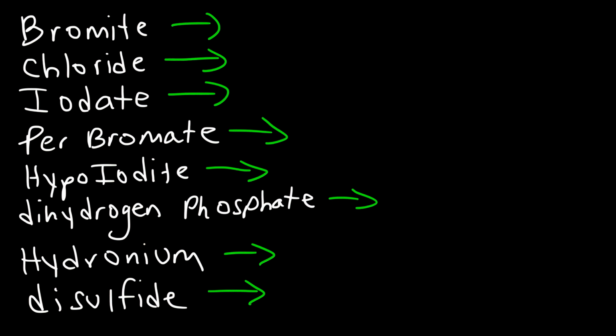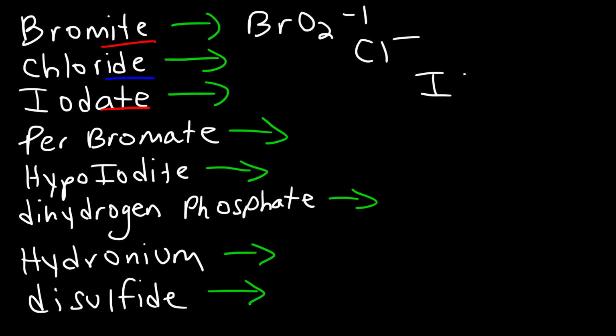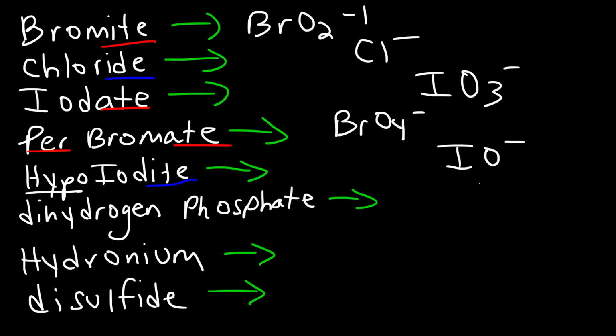Now let's start with bromite. If it simply has the ite ending and it's a halogen, it's going to have two oxygens. So this is BrO2 with a -1 charge. Chloride has the ide ending, so it's a monoatomic ion. It's simply Cl-. Iodate, without the per, is going to have three oxygens. So this is IO3-. Perbromate, this one does have the per and the ate, so it's going to have four oxygens. BrO4-. Hypoiodite, with the prefix hypo and the suffix ite, it's going to have one oxygen, so IO-.